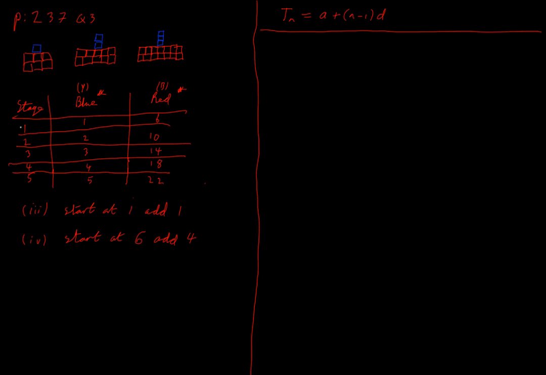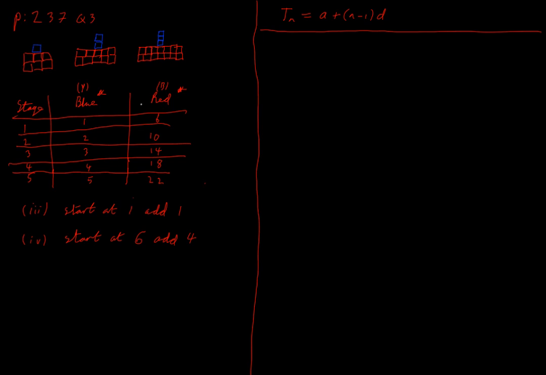So in stage 1, this is stage 1, we have one blue box and we have 6 red boxes. So let's look at what the blues do each time. We have one box in the first stage, 2 blue boxes in the second stage, and 3 blue boxes in the third stage. If that pattern was to continue, then we'd have 4 blue boxes in the fourth stage and 5 blue boxes in the fifth stage. Hopefully everybody is happy with that argument there.